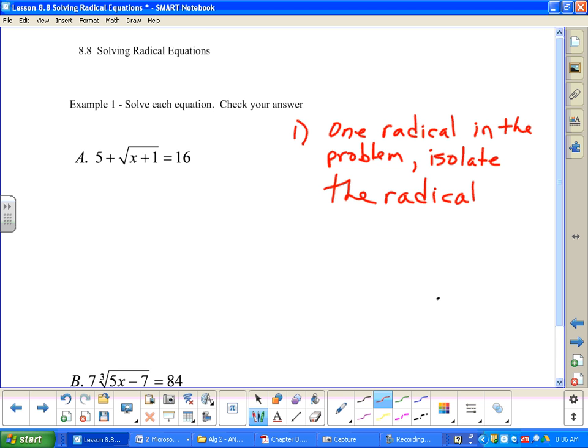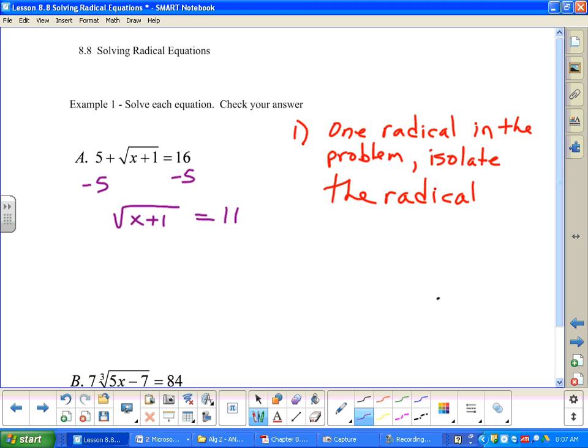What does that mean if I say I want to isolate the radical? Get it by itself, yep. So I want to get the radical by itself. So what's the first step I need to do then for this problem? Subtract the 5, yep. So we want to move the 5 to the other side. So we have the square root of x plus 1 equals 11.